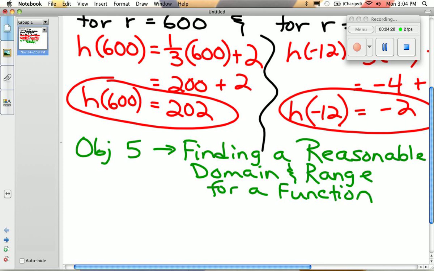I'm pretty sure we all have figured out now what a domain is, right? We all figured out what a range is. I think we're feeling pretty good about what a function is. Well then what in the world do they mean by a reasonable domain and range for a function? What do they mean by that? What does that mean to you when they say to you, I want you to find a reasonable domain and range for a certain function?